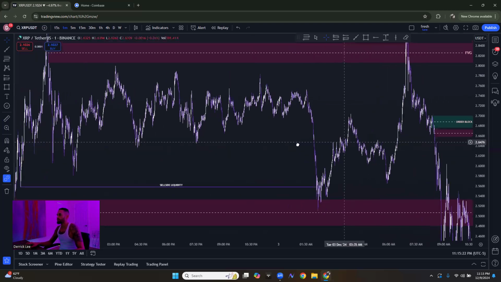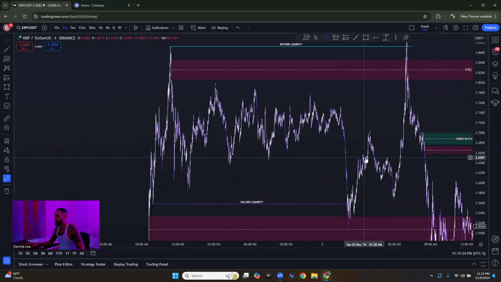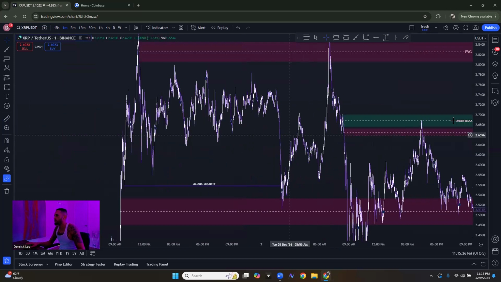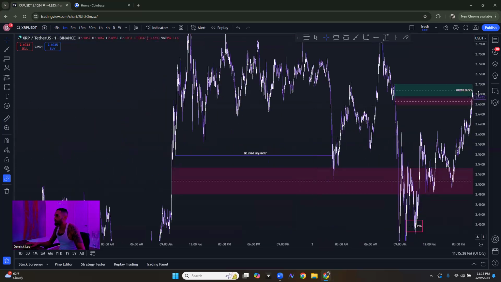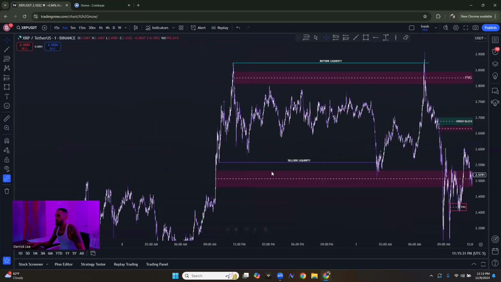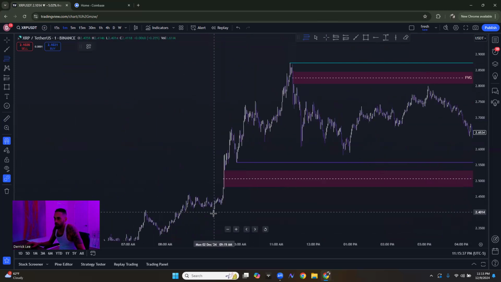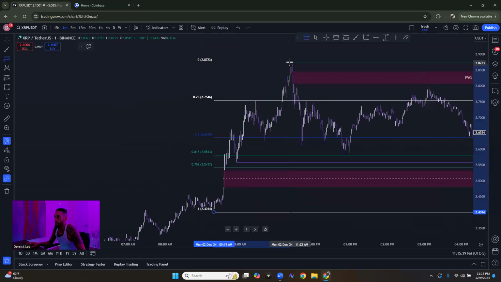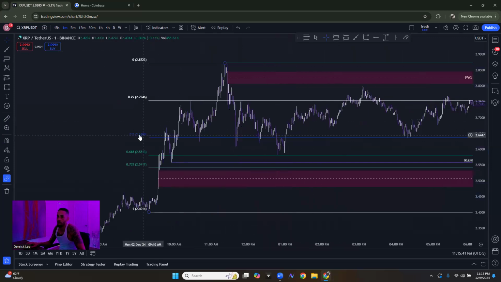So one way to know when to enter a trade, from this low to this high, the blue line is 50%.